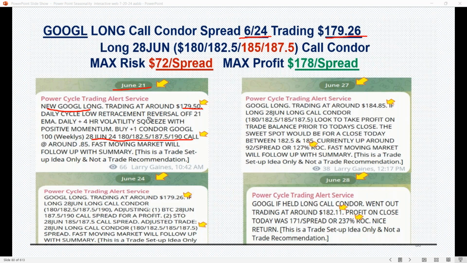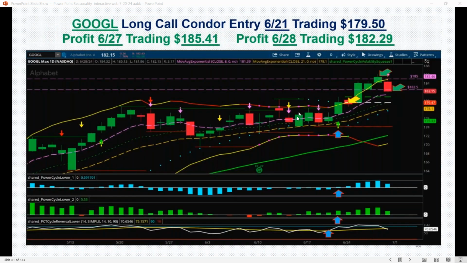Then I'm constantly updating. Here was the 21st, the 24th, 27th, 28th. Google held long call condor, went out trading around 182. Profit on close, spread was up 171. So I'm constantly updating these trades to keep you posted. Here was the trade entry on the 21st, again based on momentum and our cycle indicator. We did an adjustment here and got out.